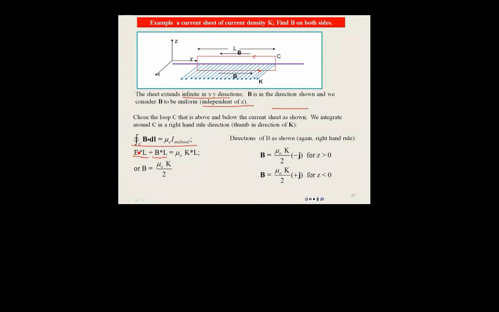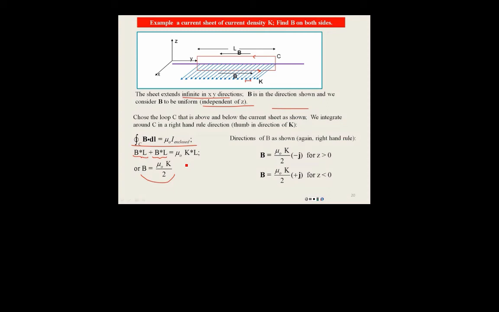So this is the left-hand side, and then the right-hand side has to do with the current that's enclosed. Now remember what K is. It's the current per unit length in the Y direction. So if you take K and multiply by L, you get the current that's enclosed by this surface here, and therefore enclosed by the curve C. So you add these together and solve for B, and you get the magnitude of both top and bottom equaling mu 0 K over 2.